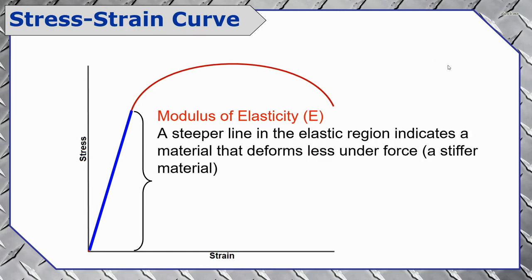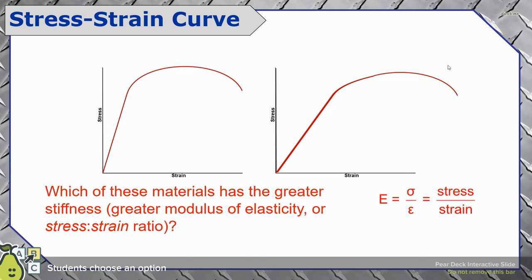Without even considering any numbers, if we're looking at two different sets of sample data that are plotted on the same axes, we can tell something that helps us compare the two materials just by looking at them. If this line is steeper, that indicates a material that is going to deform less under a force. In other words, a stiffer material. And if the line slopes more as stress is applied, then we're looking at a material that is more elastic and able to stretch more as force is applied. So which of these materials has the greater stiffness?